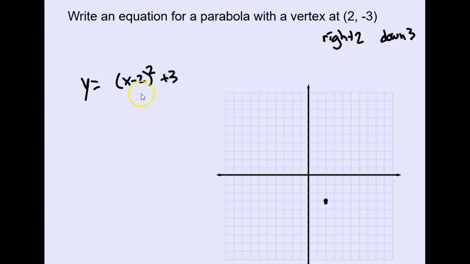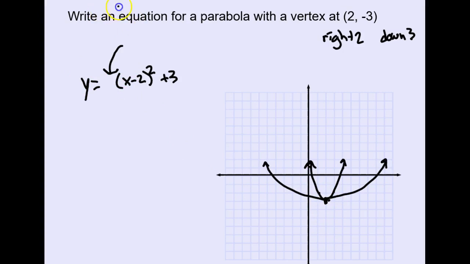Now notice that we don't really know what number goes in front here. We don't know if this is a happy face graph. We don't know if this is a frowny face graph. We don't know if it's really steep. We don't know if it's really, really wide. So we don't really know what that number is. Maybe our parabola just looks like a regular shape parabola. Maybe it looks like that and it has its vertex at 2, -3. Or maybe it's a really, really, really wide parabola like this maybe. And it has its vertex at 2, -3. So we don't really know what that number is.